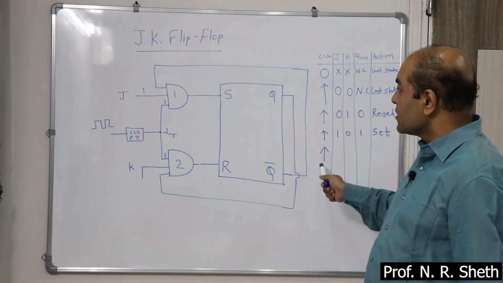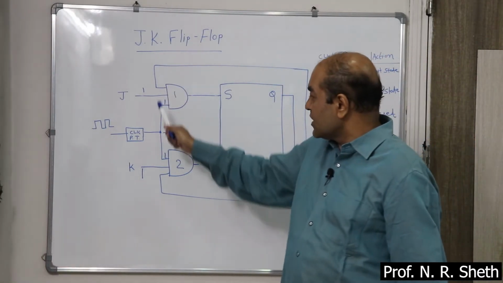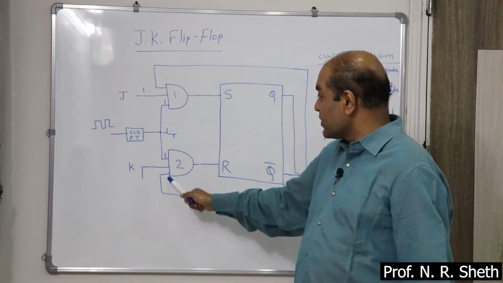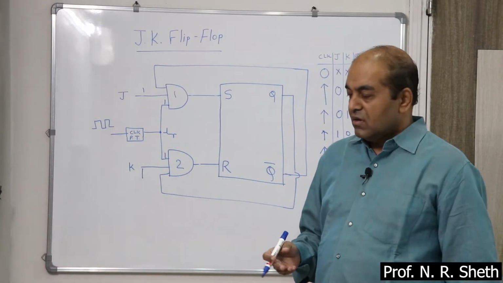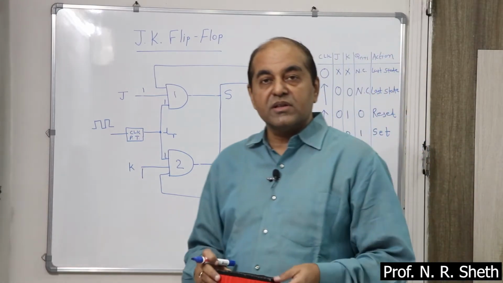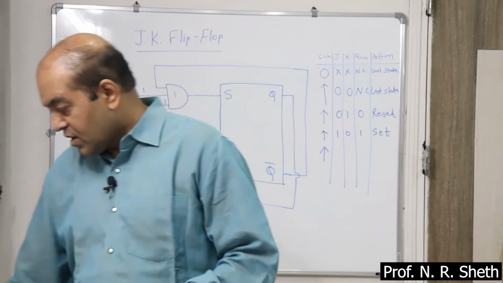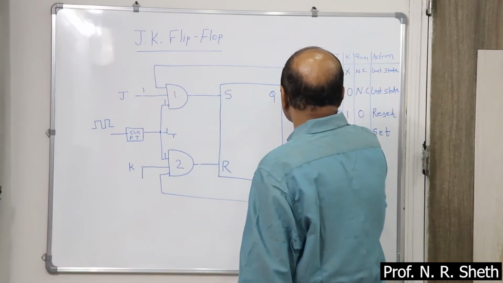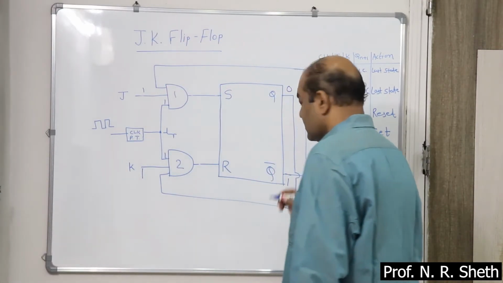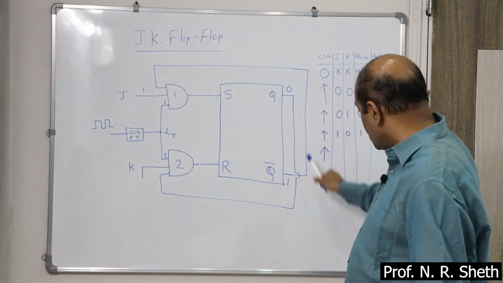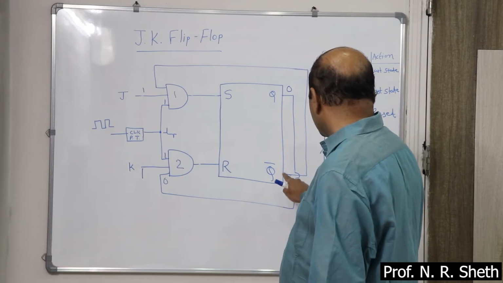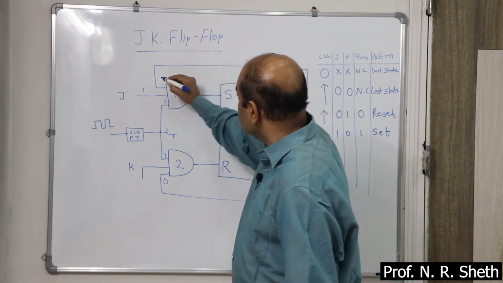A positively triggered clock pulse is applied, J is 1, K is 1. Now everything depends on these two previous stage conditions. We don't know what is in the previous state. So let's say in the previous stage, first assumption, Q is 0, Q bar is 1. This Q comes here and Q bar is here.